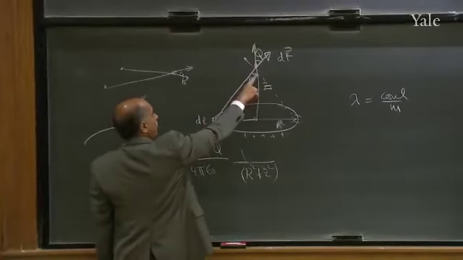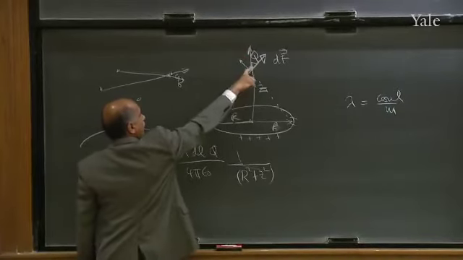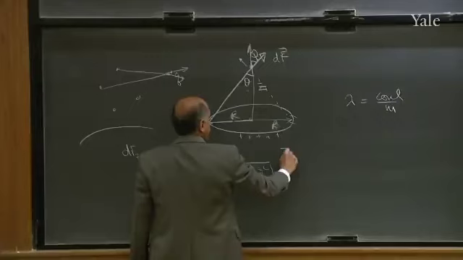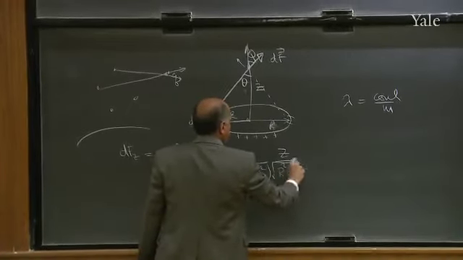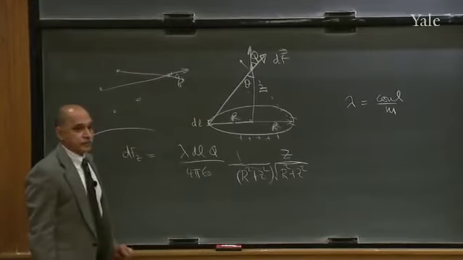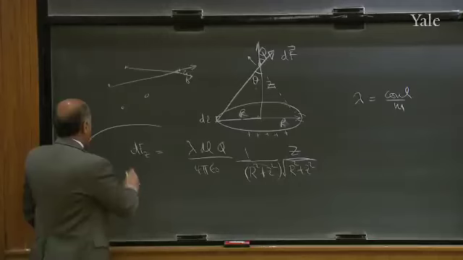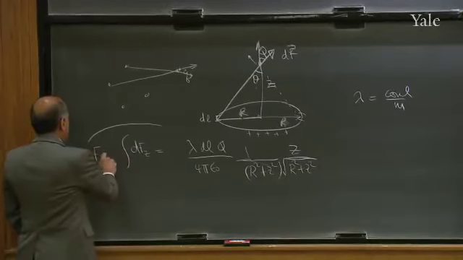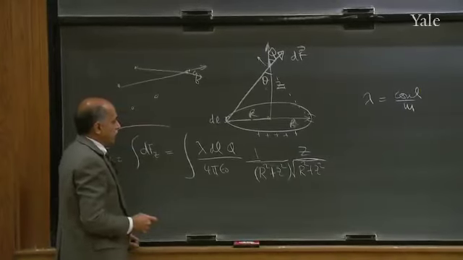I hope you know how to find the component of a force in a direction. It's the cosine of the angle between them. That angle is equal to this angle, and cosine of this is z divided by the square root of r squared plus z squared. That is the dF due to the segment, and the total force in the z direction is the integral of this. And what's that integral?